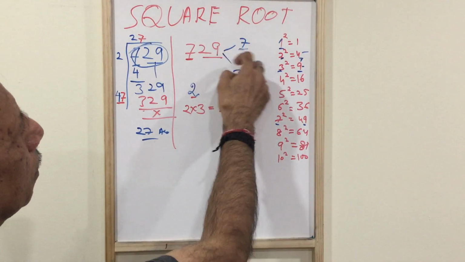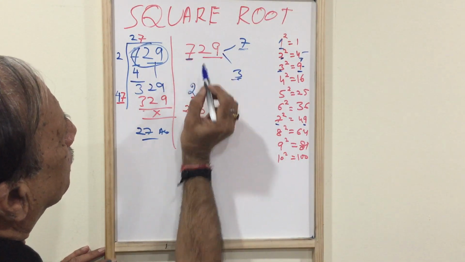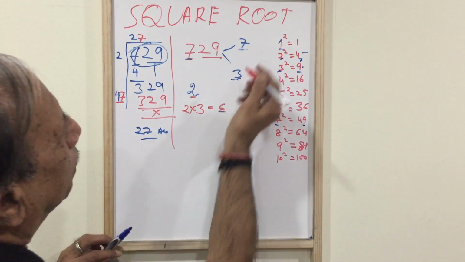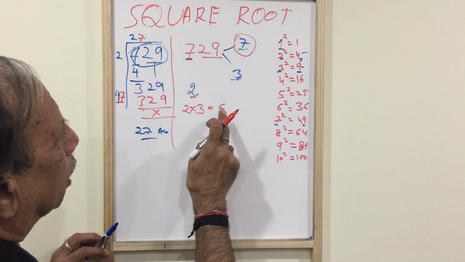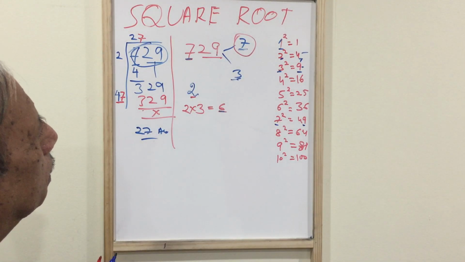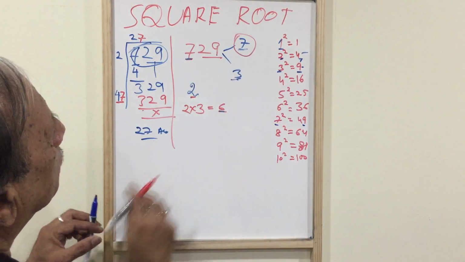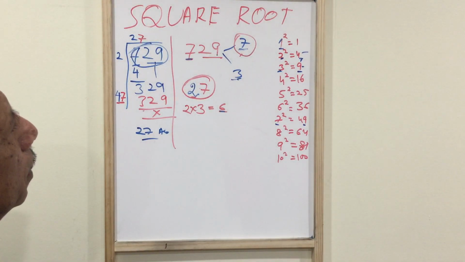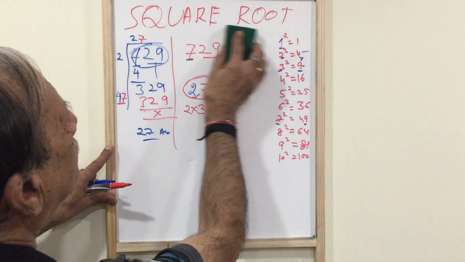So how can we select these numbers? If this number 7 is more than 6, we have to take the bigger number. If 7 is less than this number, then we have to take the smaller number. Now in this case 7 is more than 6, so we select the bigger number here. So this number comes over, that's 27. 27 is the square root of 729.